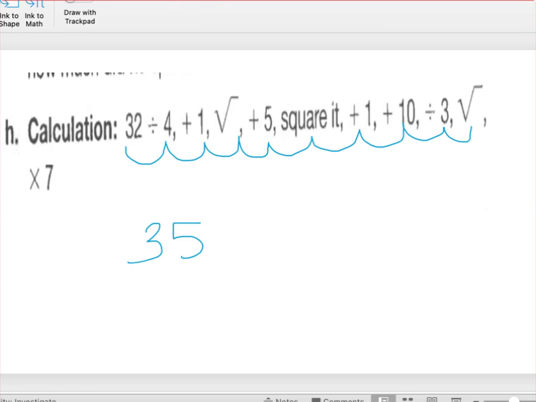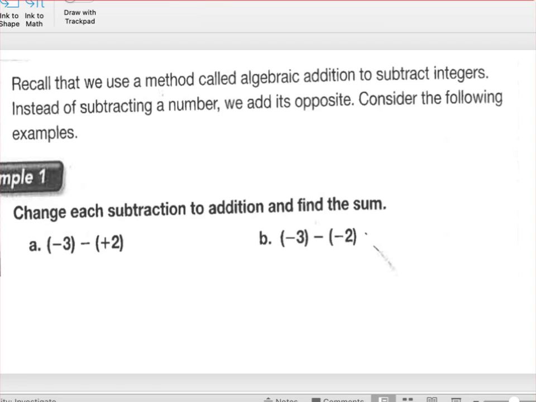Those are fun. Okay, so here we are starting with our lesson, and this was a pretty short lesson. Recall that we use a method called algebraic addition to subtract integers. Instead of subtracting a number, we add its opposite. Consider the following examples. So we have -3 minus +2.